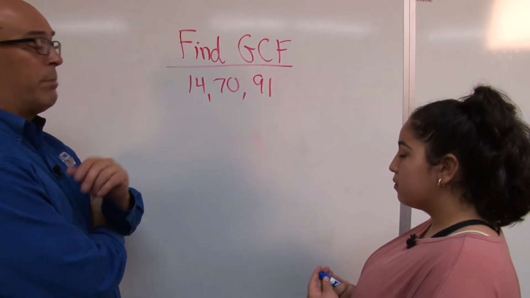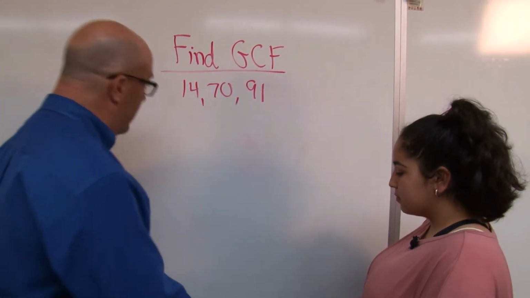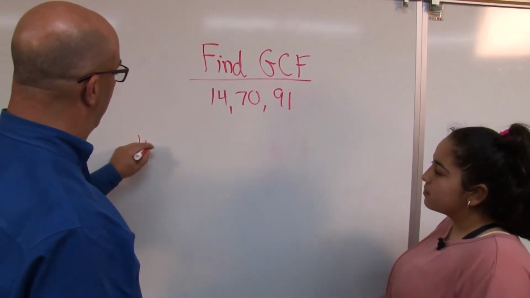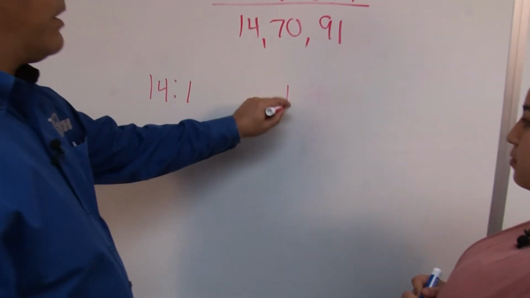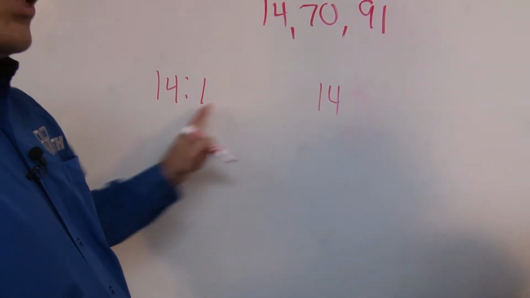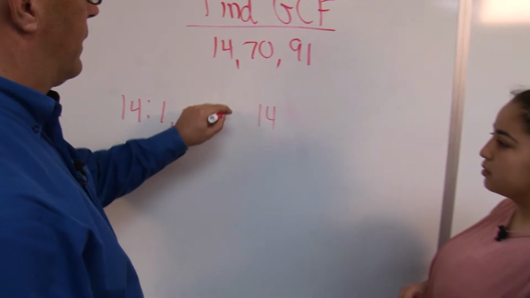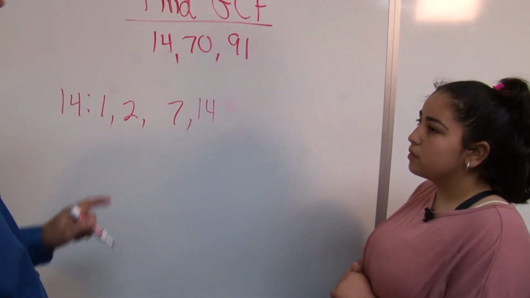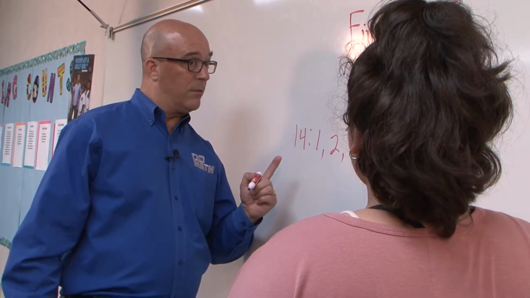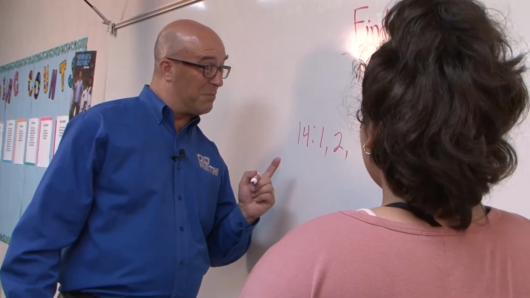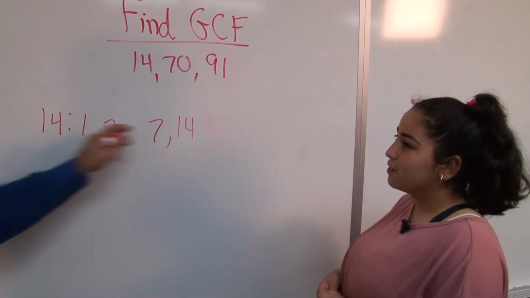4. Could be. But here's what we're going to do. We're going to find out. So what we'll do is we'll take 14 and we're going to list the factors. So we know that 1 and 14 will go into it, right? Yes, because 1 times 14. What else will go into 14? 2 and 7. 2 and 7, okay? Because 2 times 7 is 14. 3? No. 4? No. 5? No. 6? No. 7? Yes. And we're there. So these are all the factors of 14.